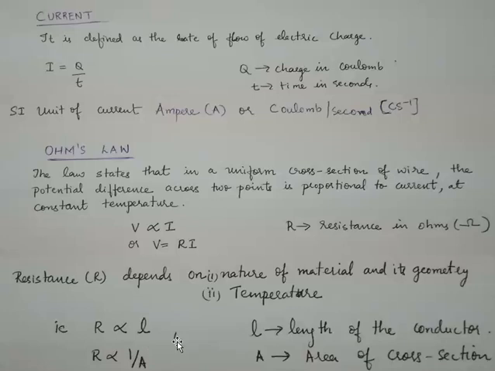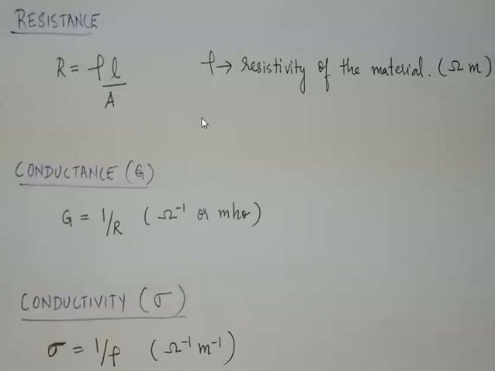So we'll see R is proportional to L, R is inversely proportional to the area of cross section. So R is equal to rho L by A, where rho is the resistivity of the material and its unit is ohm meter. Conductance is another term represented by capital G. It is the inverse of resistance and its unit is ohm inverse or mho. And conductivity is the inverse of resistivity and its unit is ohm inverse, meter inverse.